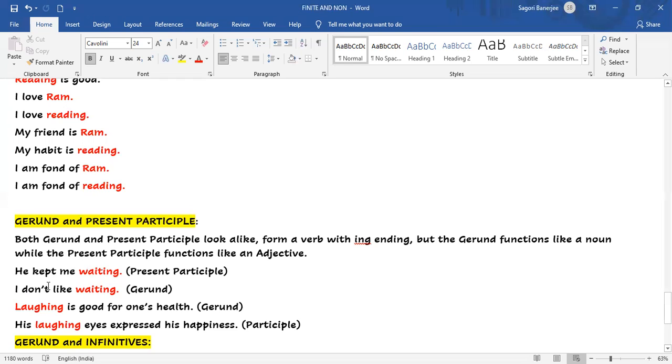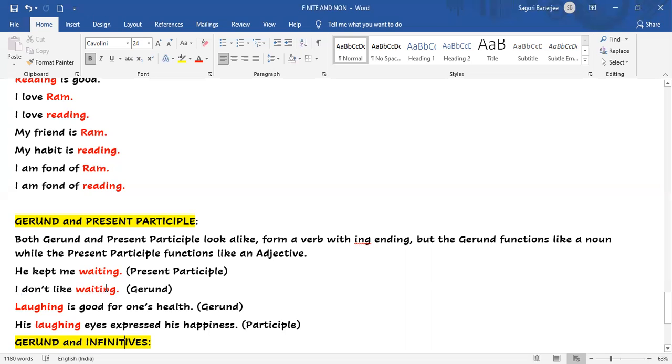But you see the second one. I don't like waiting. Same word, wait plus ing. Here, I don't like what? I don't like you, suppose. I don't like Ram. So Ram is a noun, you is a pronoun. In a similar way, waiting is a noun. So it is a gerund. So in the first case, waiting is a present participle. In this case, waiting is a gerund.